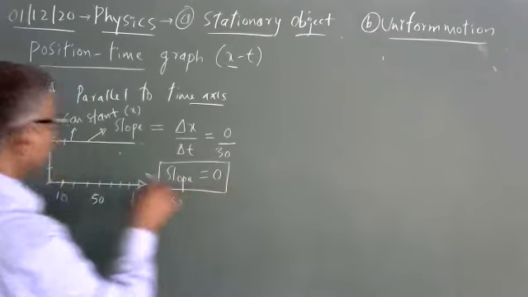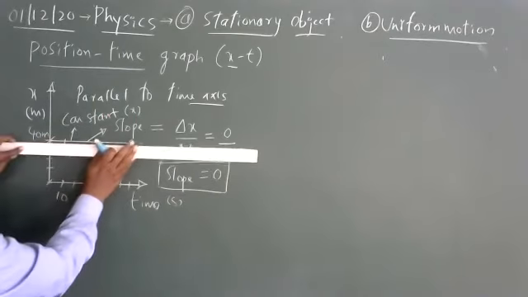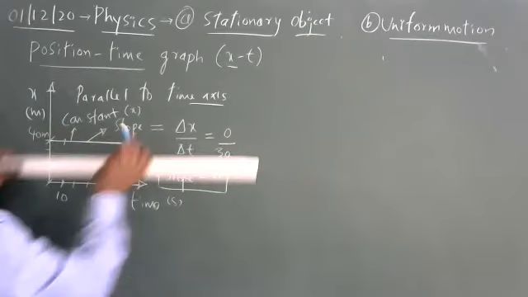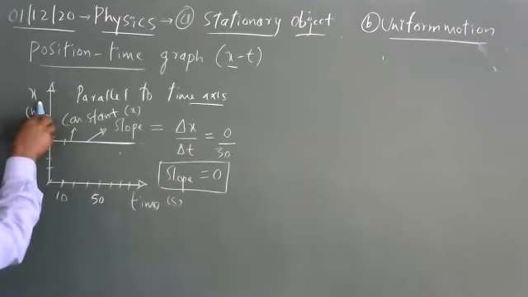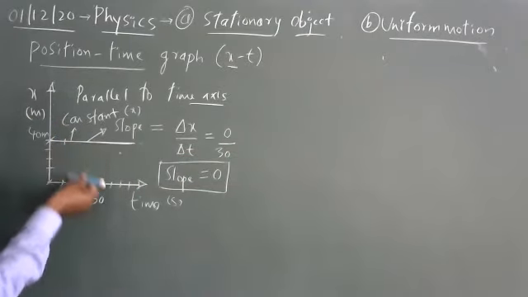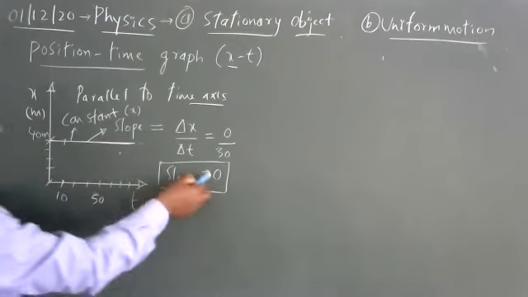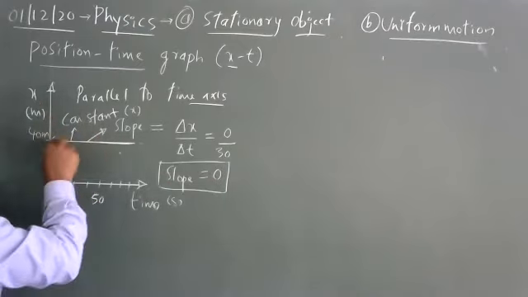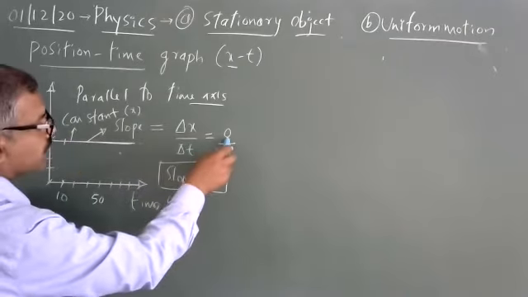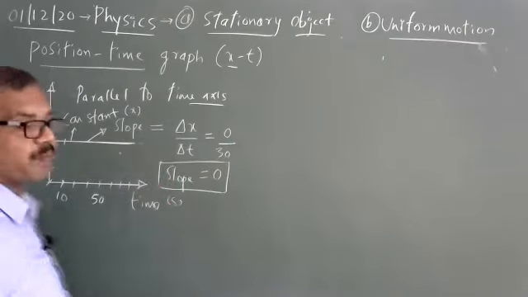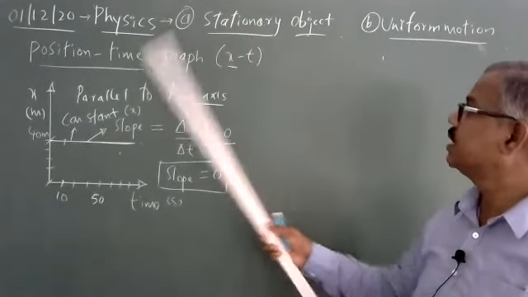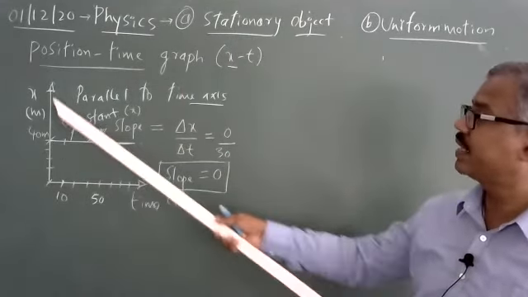Do remember, whenever you have an xt graph, it is called a position time graph. If this line is parallel to the time axis, the slope is 0. This means the variable, position, is not changing. Not changing means it's a constant. When there is no change, it is taken as 0. Hence, the slope becomes 0. So when an object is stationary, the graph is this. This is called the xt graph.